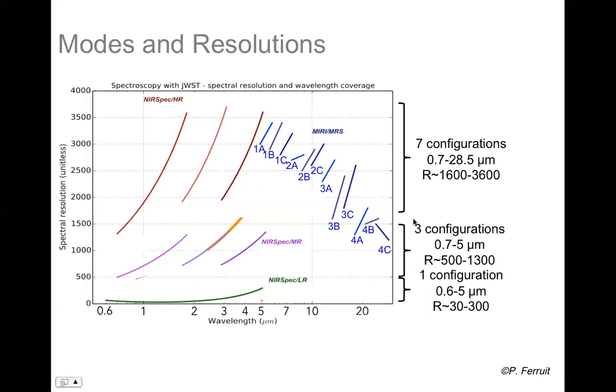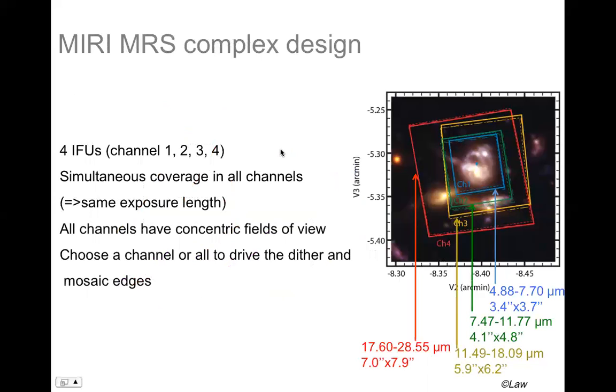So there is a reason behind this complexity for MRS on MIRI. It's actually a very complex instrument. MRS is made of 4 IFUs, which are called channels. They go from 1 to 4. They observe simultaneously, and each channel covers a dedicated wavelength range from 5 to 30 micron. Because all IFUs observe simultaneously, they must have the same duration for an exposure. They cannot observe for a different exposure time from one channel to another.